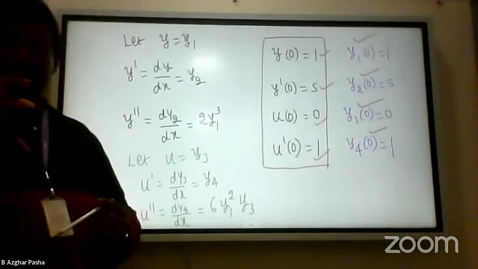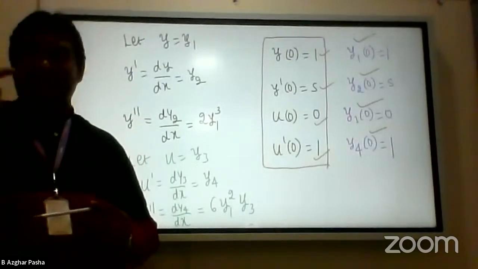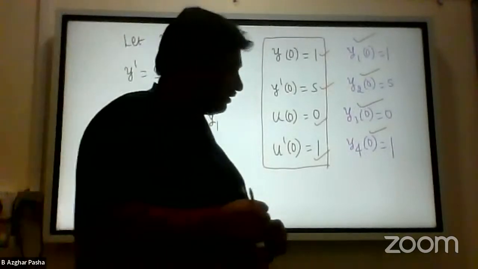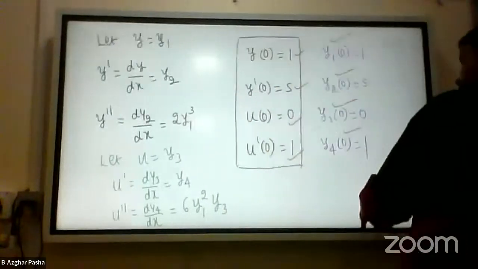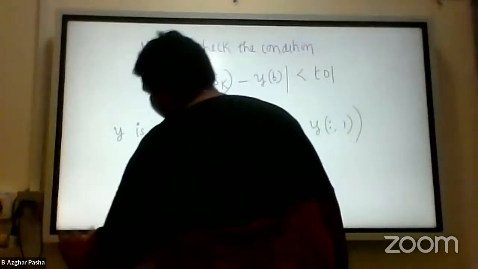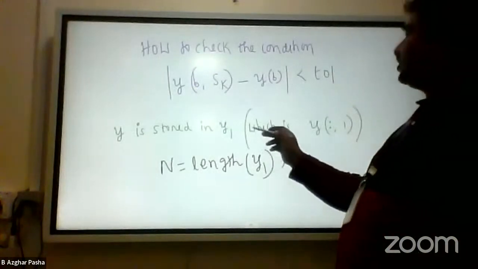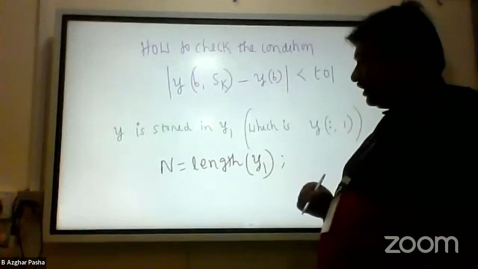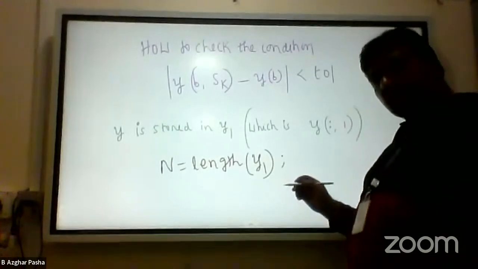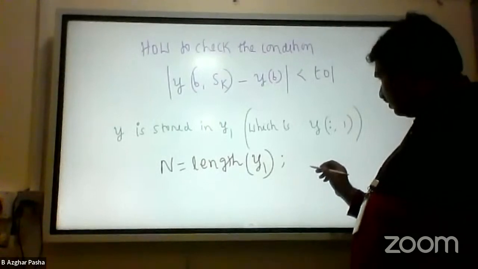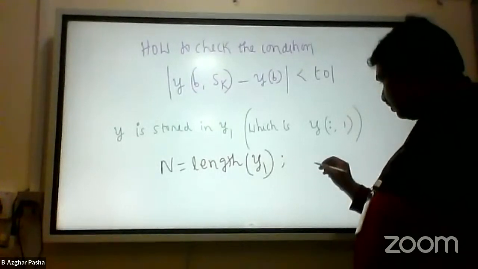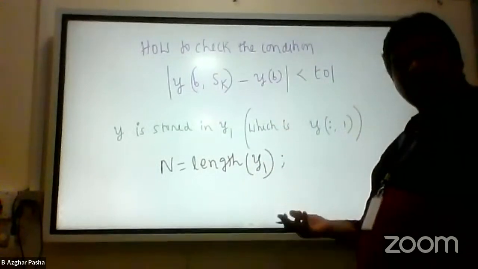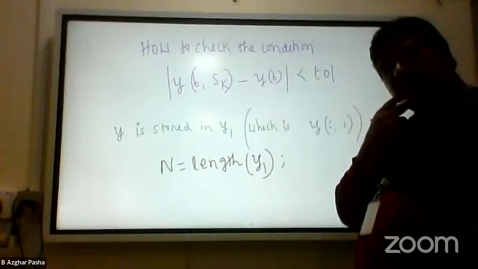And of course, one Newton-Raphson correction factor you have to add and check whether you are getting the exact result or not. That's important. So the problem is with checking the condition. How to check? How to check whether y of b at s_k minus y of b is less than tolerance? See, you are solving the ODE for some step length here. Y of b is the last value. You know b is 1, sir. What is the big deal? Y of 1, you can compute it.